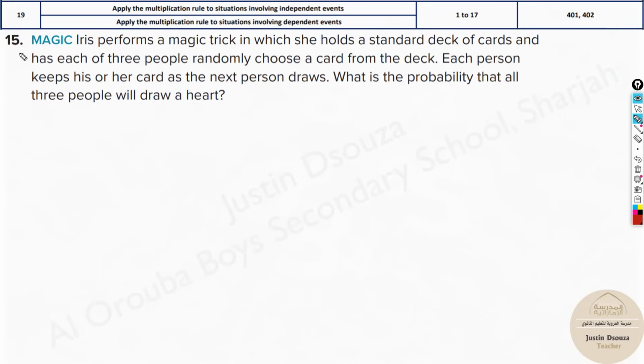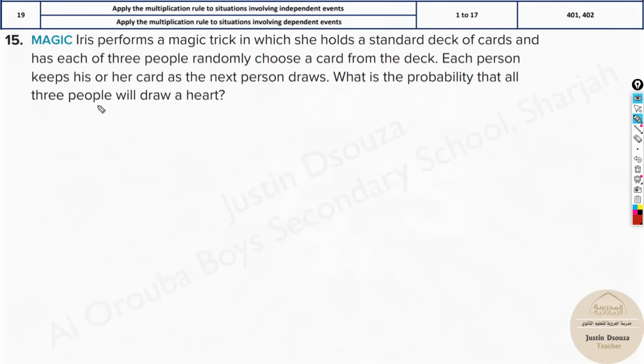Another interesting problem. I'll just quickly go through this. Iris performs a magic trick in which she holds a standard deck of cards and has each of 3 people randomly choose a card from a deck. So standard deck means 52 cards and 3 people are choosing random cards. Each person keeps his or her card as the next person draws. Now this is important because a card is taken and it is kept with that person. It's not being replaced. So it's a dependent event.